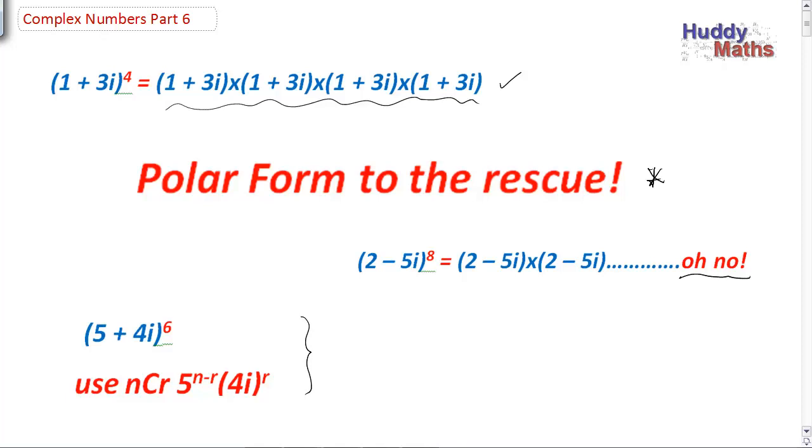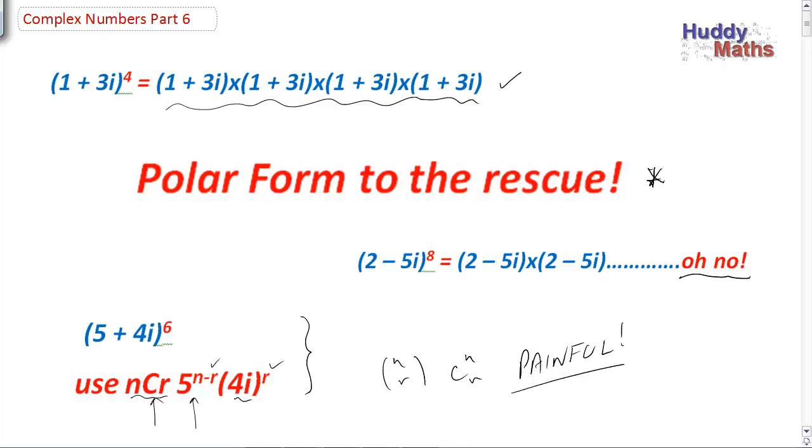Well, we could use this, nCr, sometimes written like this or like this, the combination of n taken r at a time, and it's the first term to the n take r and the second term to the r, the binomial formula, isn't it? We could do that rather than just expand all the brackets, but that is what? Painful, terribly painful. Now, you might already know about r cis theta form, or the polar form, and so you would probably have a good idea it's going to be easier.